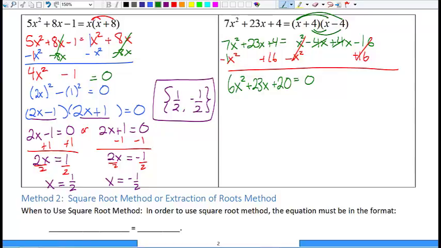Step 2 says to factor completely. Well, that doesn't look like there is a GCF here at all, so I'm going to go ahead, because this is a trinomial and the leading coefficient is not equal to 1, I'm going to use my guess and check method. You may have used the AC method, which is fine.